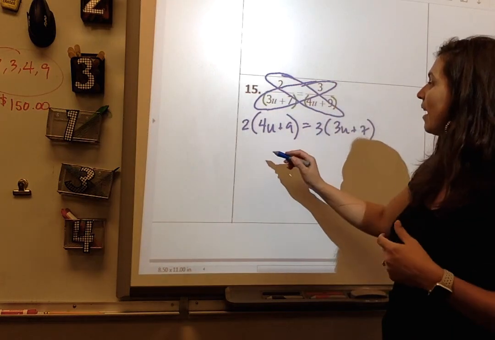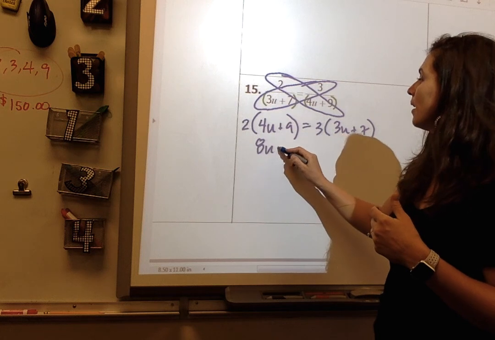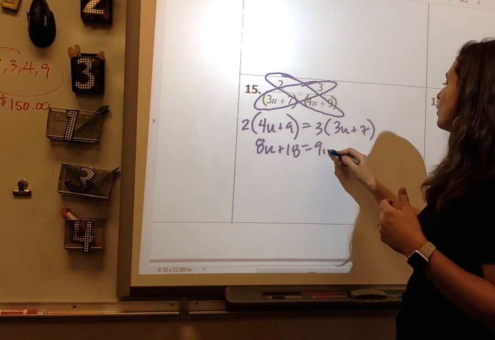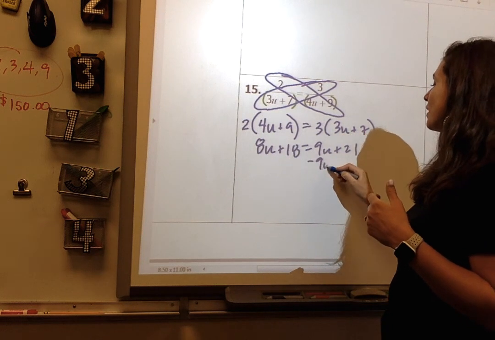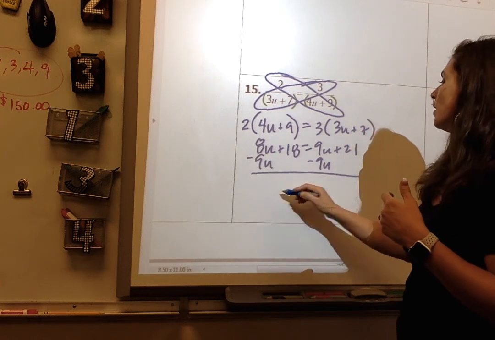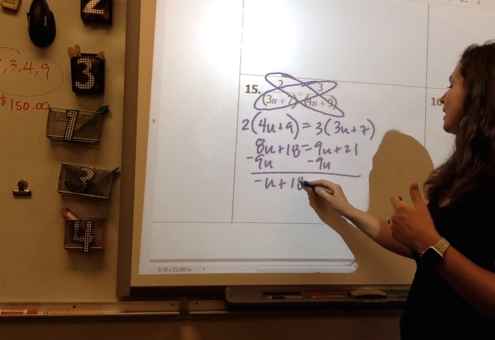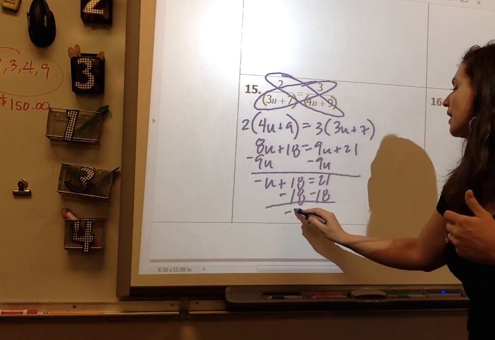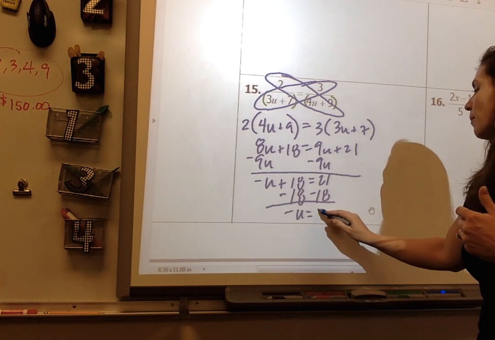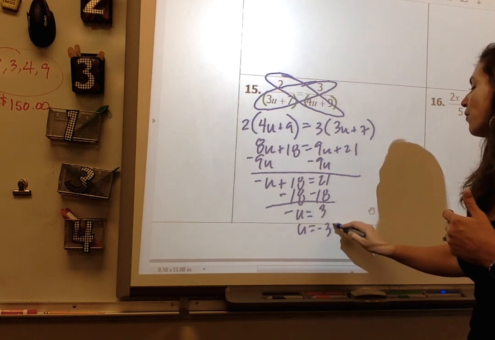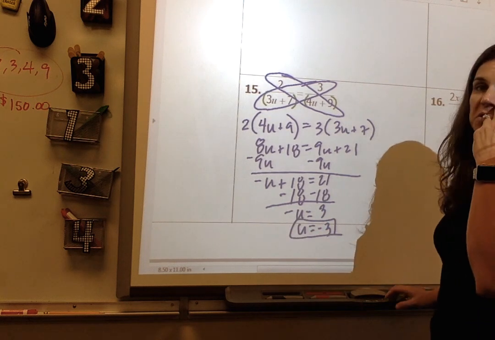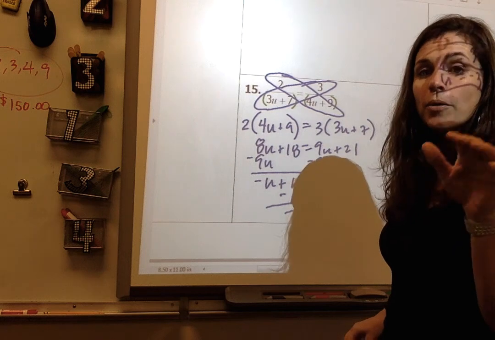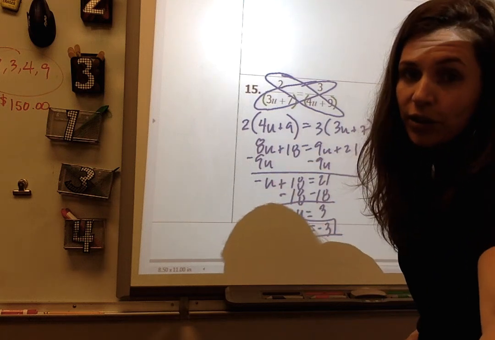All right. Now I multiply: 8u plus 18 equals 9u plus 21. Subtract 9u, subtract 9u. Negative u plus 18 equals 21. Subtract 18, subtract 18. Negative u equals 3, and then u equals negative 3. Okay? So that's how I'm solving. If you need help or have questions, just come into tutoring. Good luck.